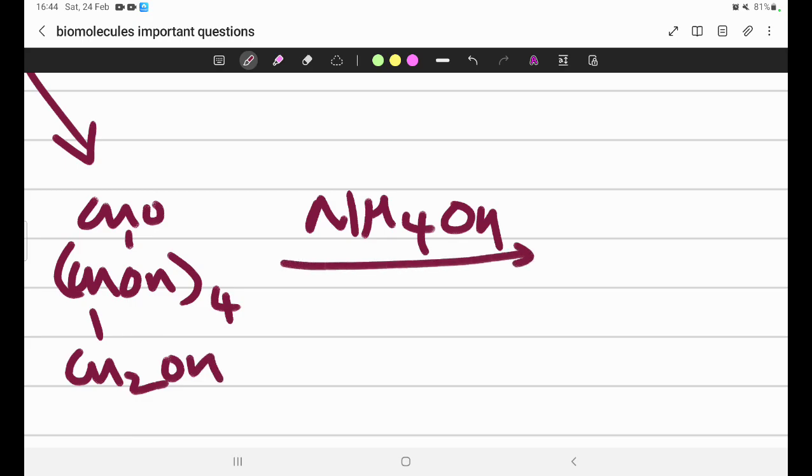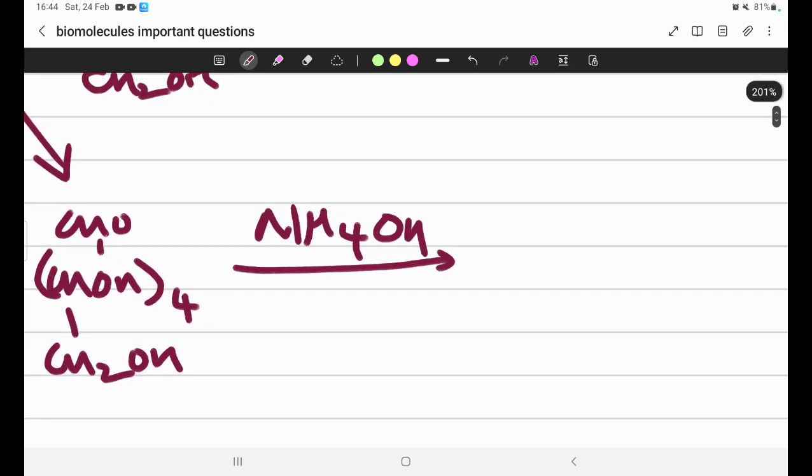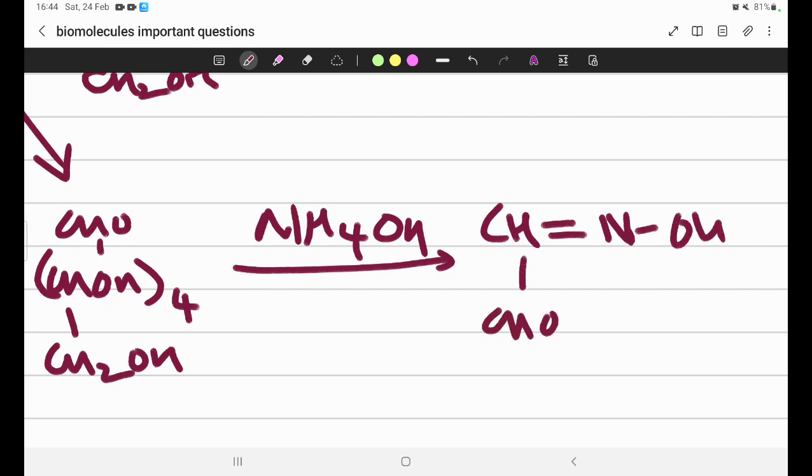When you make it react with NH4OH, what are you going to get? You're going to get CH double bond NOH. This is called oxime. So once again I'll repeat it here. The glucose structure is there. Everything will remain the same except for the first part, that is CH double bond N single bond OH. This is called oxime.